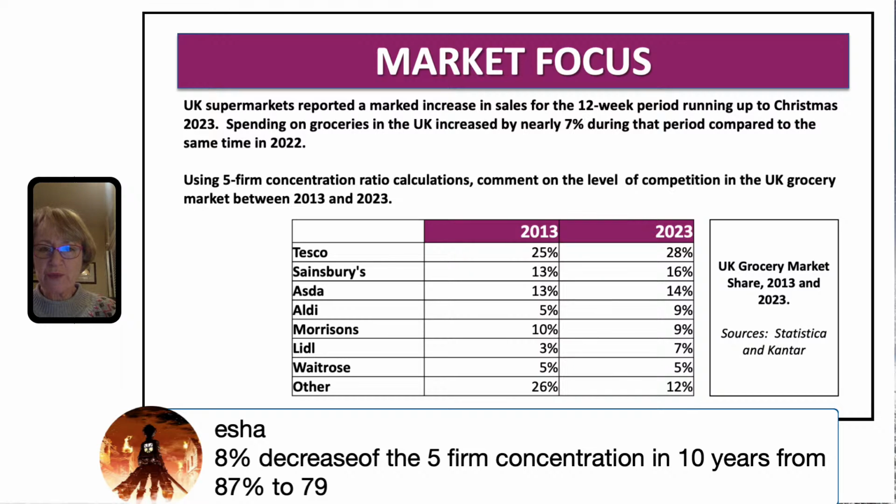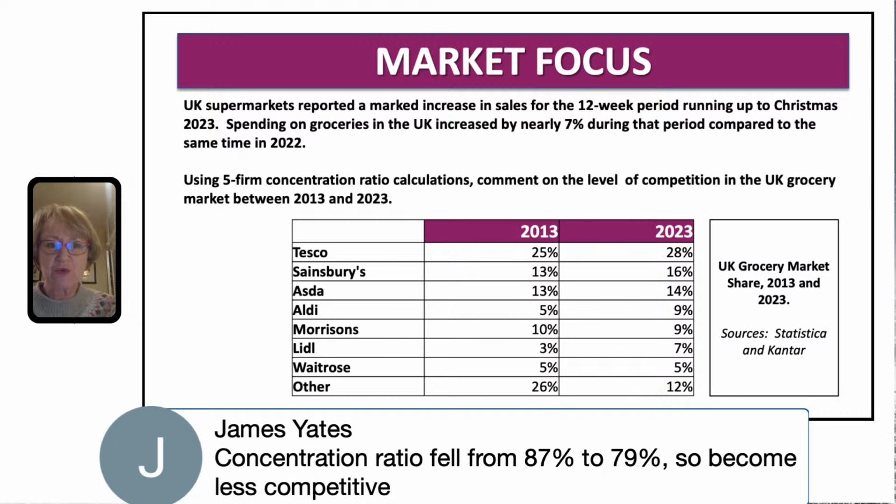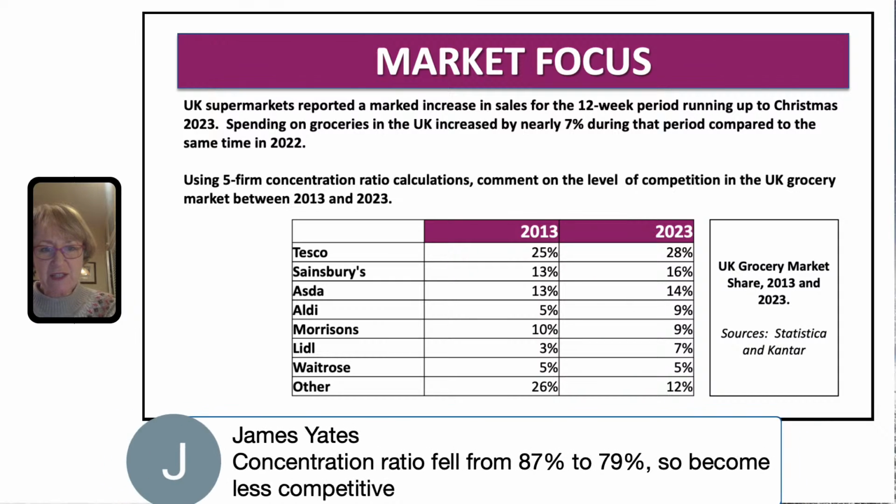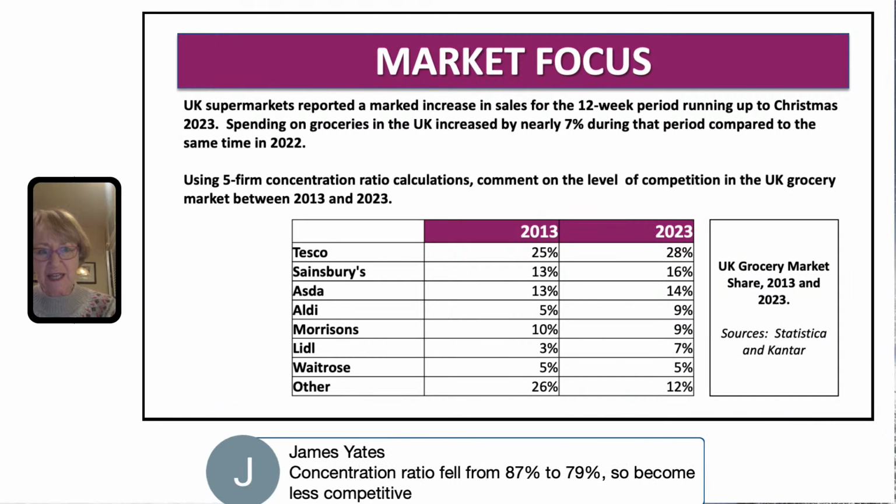Let's just check your numbers. So we're looking for the 5-firm concentration ratio. Conveniently, you've got the 5 largest competitors at the top of the table there. Okay. So let's see.